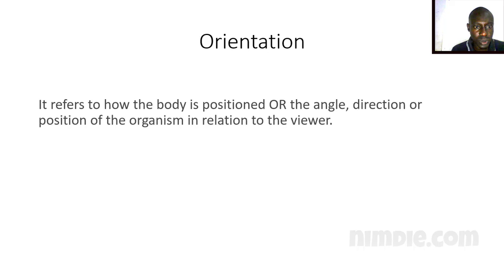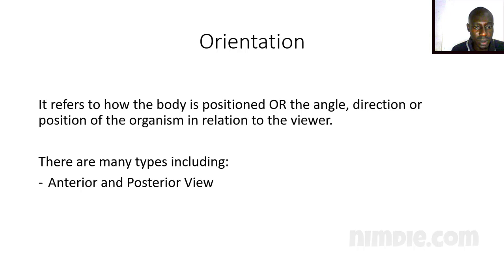Orientation. This refers to how the body is positioned, or the angle, direction, or position of the organism in relation to the viewer. There are many types, which include the anterior view and posterior view, dorsal view, and ventral view. We also have lateral view. We consider them one after the other.